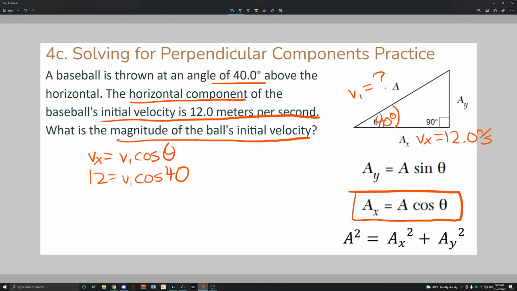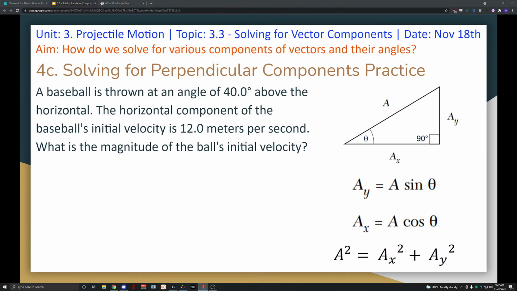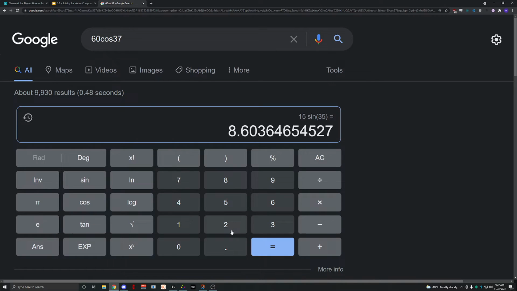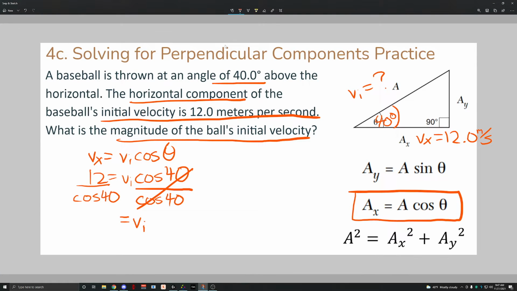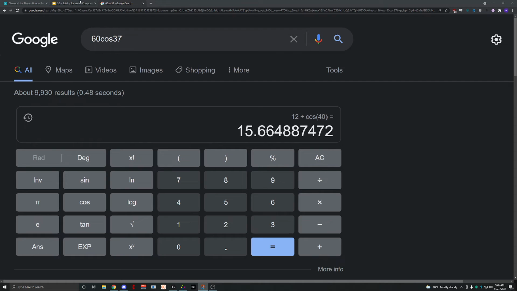Well, you want to solve for Vi, so we're going to get rid of cosine 40. We're going to divide cosine 40 on both sides. So 12 divided by cosine 40 is equal to 15.7 meters per second.